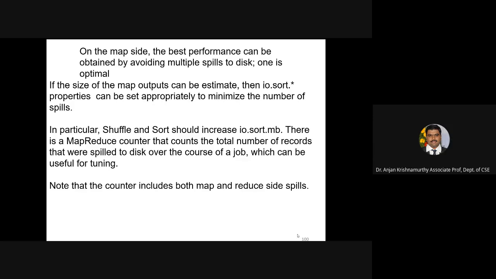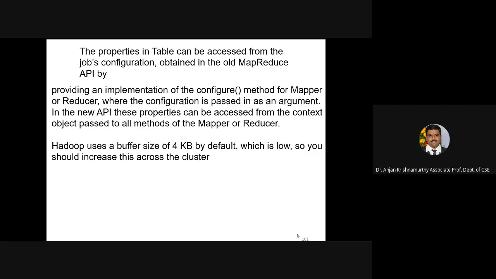So next, all these properties that we have seen in the table are a part of the job's configuration. Using the configuration method, that is configure, you should be able to configure the mapper as well as the reducer, what is being passed in the argument. There are several APIs and several properties, and you should be able to do these configurations when the object is passed on to the mapper or the reducer.